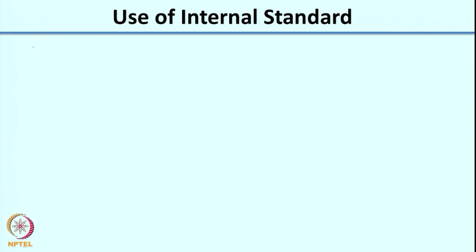So just to give you an example of how you can use an internal standard, say the method you are using is NMR spectroscopy. Typically in your NMR spectrum, on your x axis you have your chemical shift and you have the intensities on the y axis. Now suppose you use an internal standard.